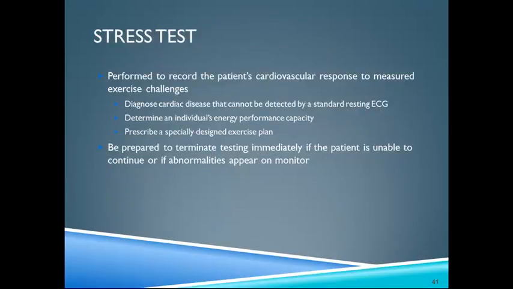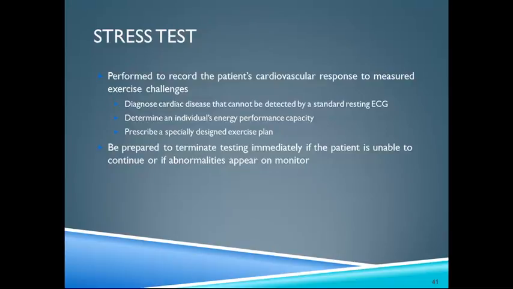Stress tests are tests that we often perform on patients to record the patient's cardiovascular response to measured exercise challenges. They diagnose cardiac disease that cannot be detected by a standard resting EKG. They determine an individual's energy performance capacity. They prescribe a specially designed exercise plan, and it is important for us to be prepared to terminate testing immediately if a patient is unable to continue due to abnormalities seen on the monitor.